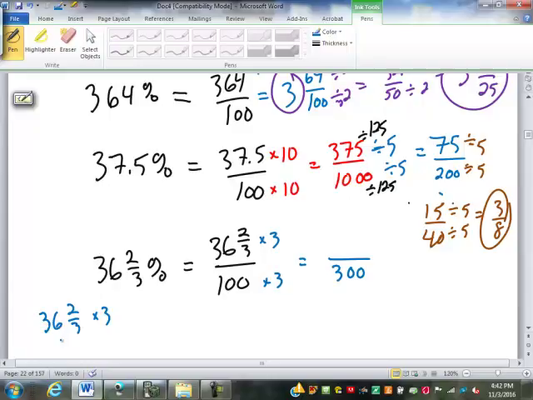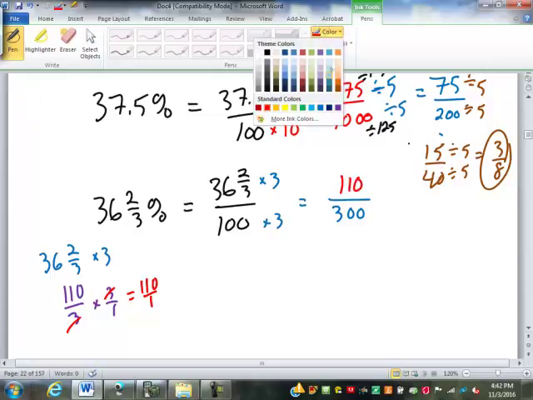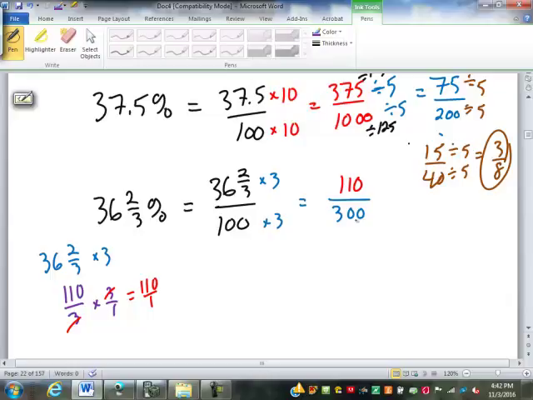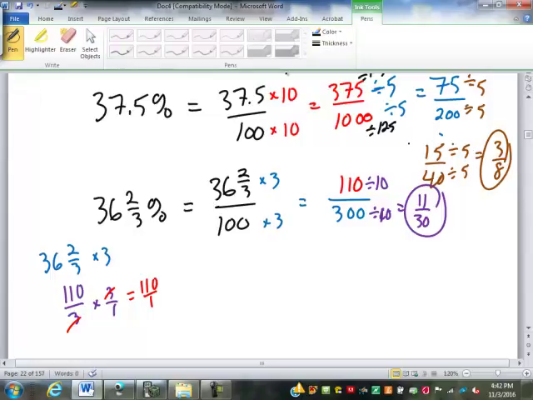Well, 36 2/3 has to be made into an improper fraction. 36 times 3 is 108, plus 2 is 110 thirds, times 3 over 1. You'll see that the 3's cross cancel, we get 110 over 1, or just 110. So now I have 110 over 300. Both can be divided by 10 to give me 11 over 30. Which isn't terrible to do.